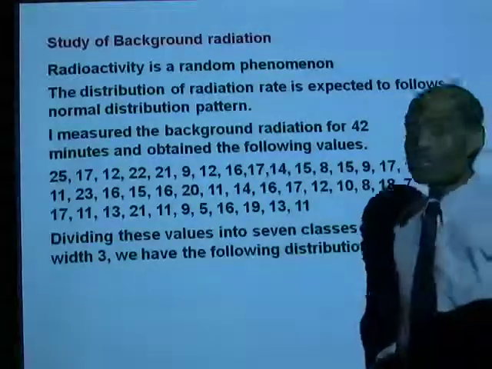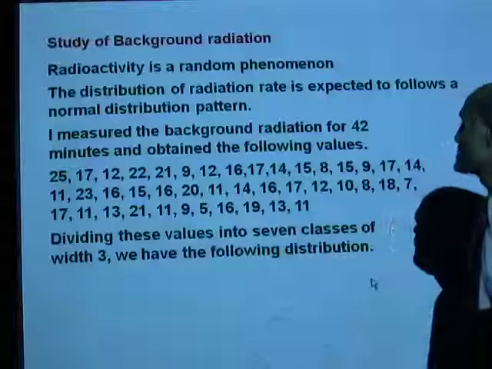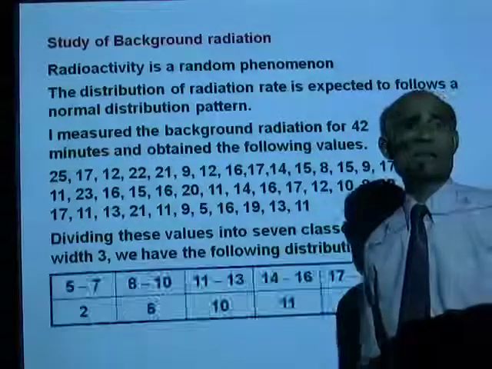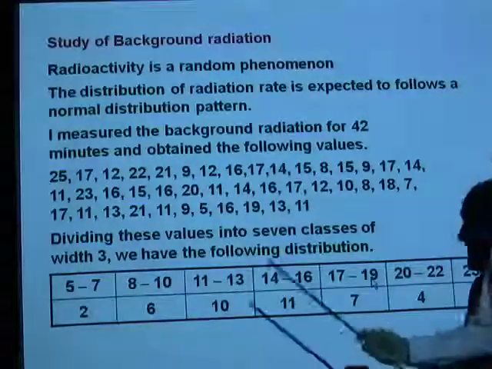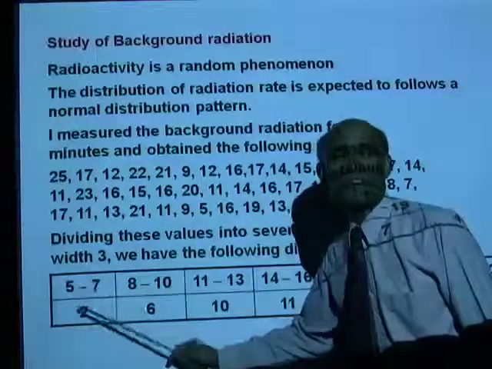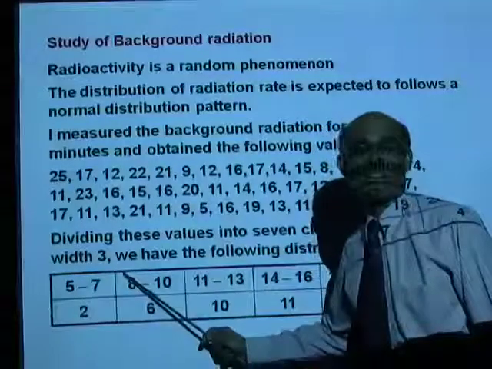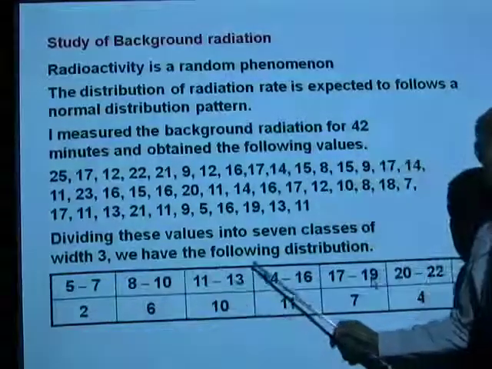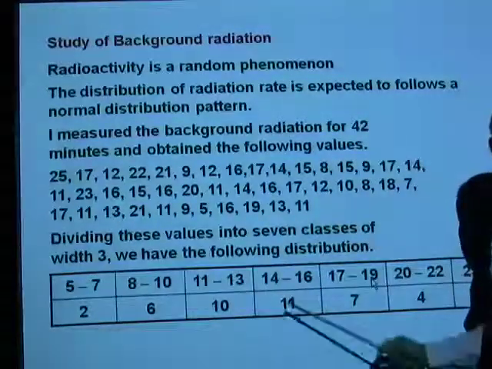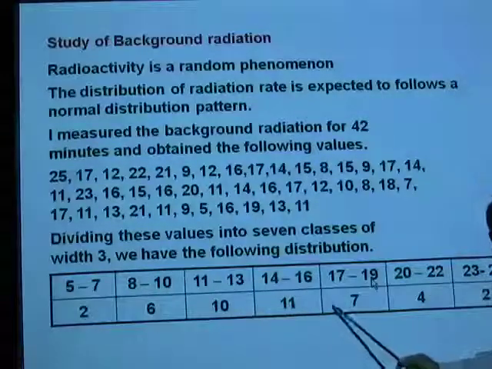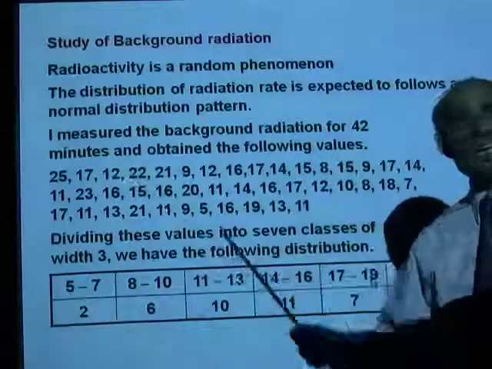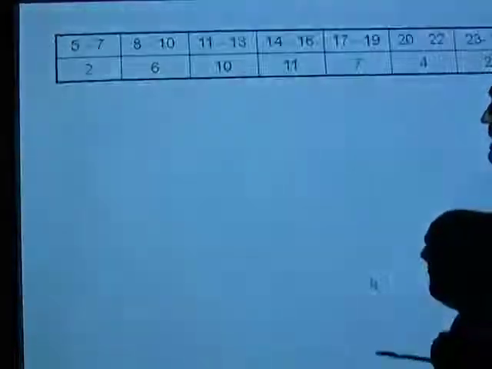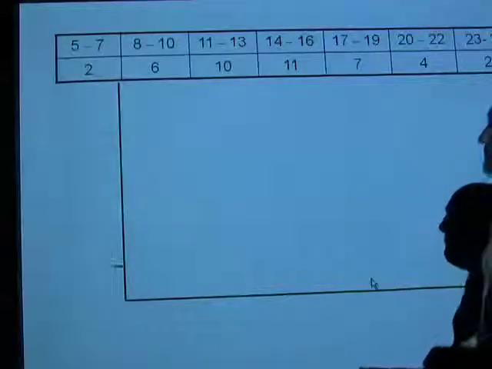Okay, now what I did is I divided them into 7 classes of class width 3, and I obtained this table. In other words, 5 to 7 radiations occurred twice, 8 to 10 radiations occurred 6 times, 11 to 13 occurred 10 times, and so on. Now, this is called the frequency table of a distribution like this. This can be used to draw a histogram, and I did draw a histogram.